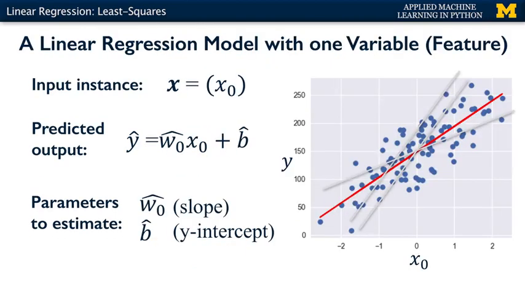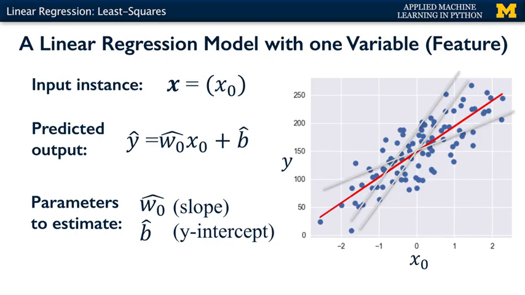Here's an example of a linear regression model with just one input variable or feature, x0, on a simple artificial example data set. The blue cloud of points represents a training set of x0, y pairs. In this case, the formula for predicting the output y hat is just w0 hat times x0 plus b hat, which you might recognize as the familiar slope-intercept formula for a straight line, where w0 hat is the slope and b hat is the y-intercept.